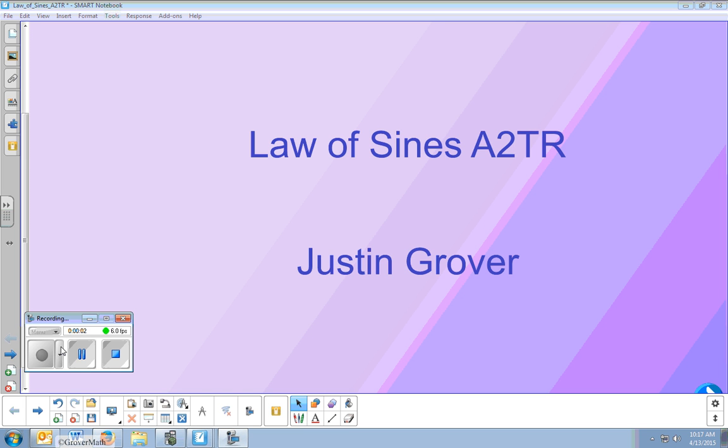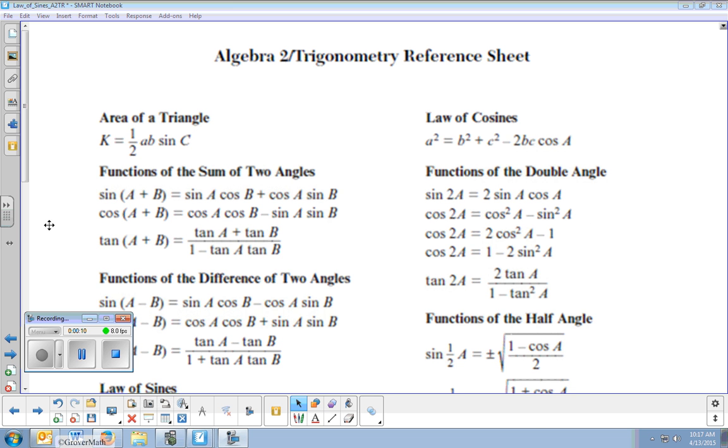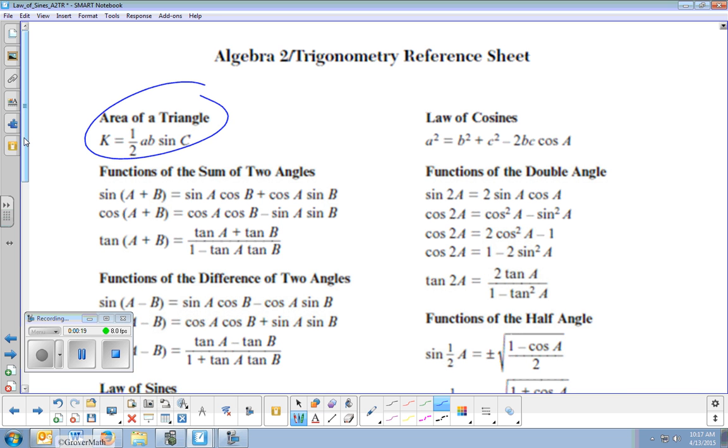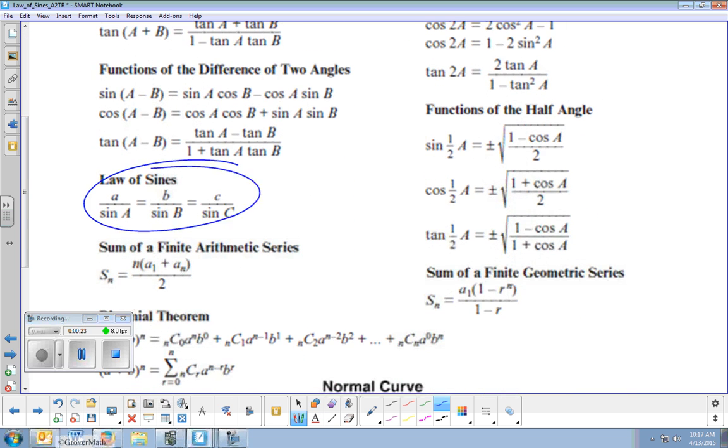The law of sines, algebra 2, trigonometry regions. So the law of sines is a reference sheet formula. Flip to my reference sheet for a moment. The previous lecture was law of cosines. I'm sorry, it was area of a triangle. And law of sines is below it, below the difference of two angles. Here's your law of sines.